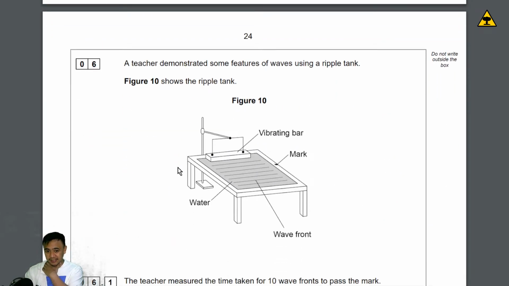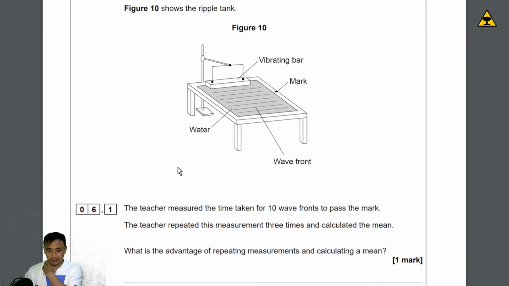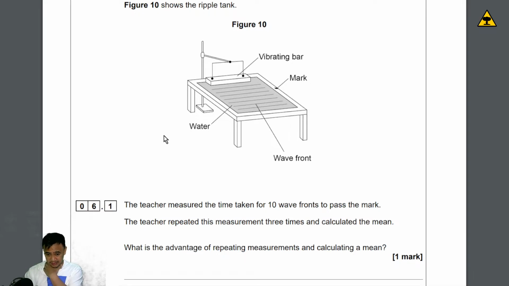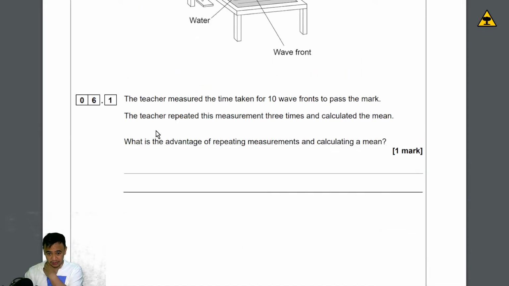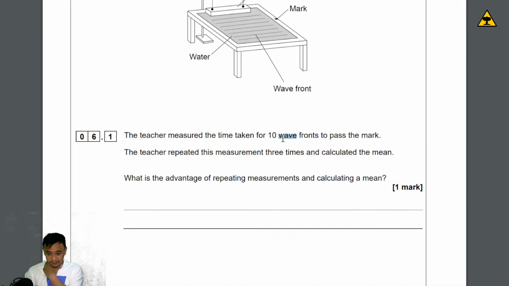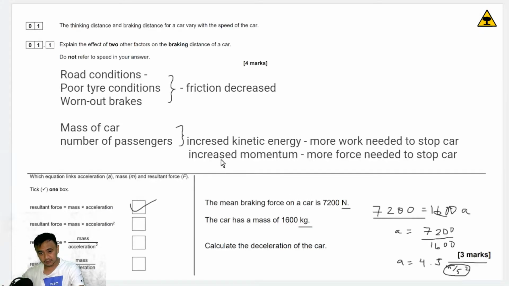Now question 6. We have a ripple tank. Oh, more waves. So the teacher measures the time taken for 10 wave fronts to pass the mark, and then repeated 3 times, and then calculated the mean. What's the advantage of repeating measurements and calculating a mean? To reduce the effect of random errors.